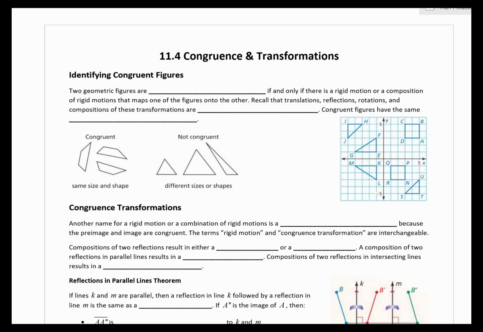Okay, so now we're going to talk about congruence and transformations. When we talk about identifying congruent figures, two geometric figures are congruent if and only if there is a rigid motion or a composition of rigid motions that maps one of the figures onto the other. We want to recall that translations, reflections, and rotations, as well as any composition of these transformations, are rigid motions.